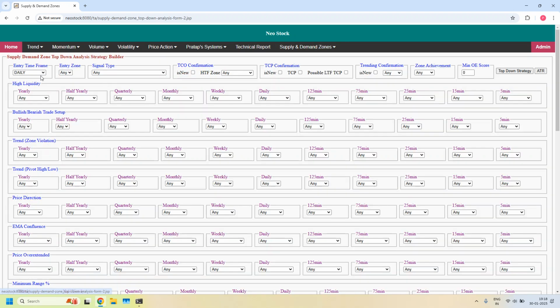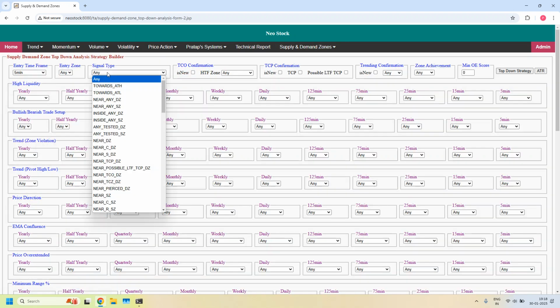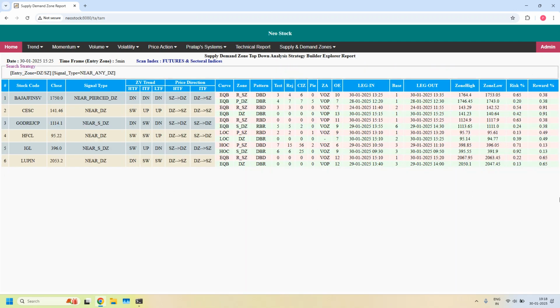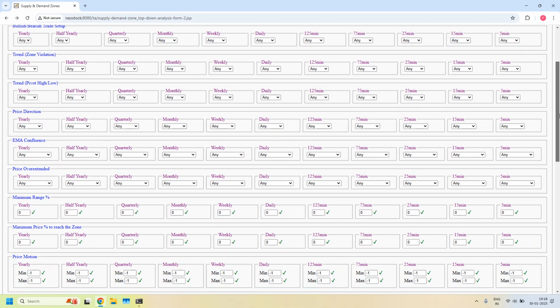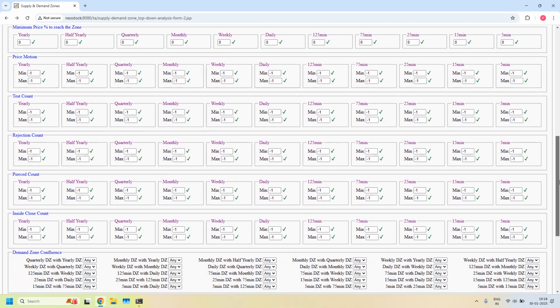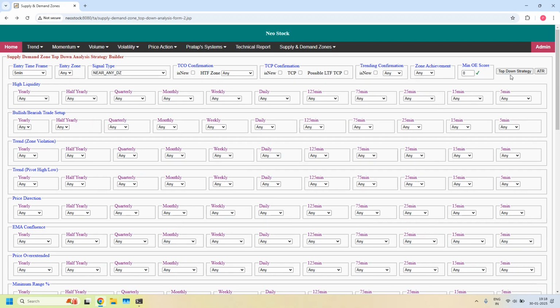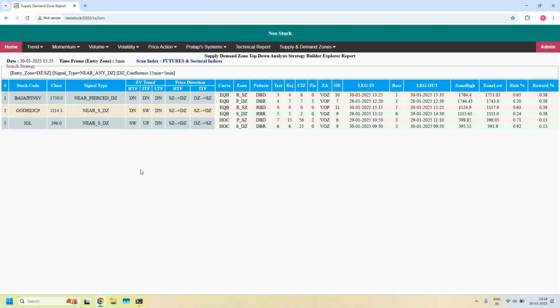Okay, next time frame is 5 minutes. Stocks near 5 minutes demand zone. We got 6 stocks. Out of these 6, how many are having ITF demand zone confluence? That is 5 minutes demand zone with 15 minutes demand zone confluence. I am enabling that filter. So with this filter, we got 3 stocks. First one is a pierced one.